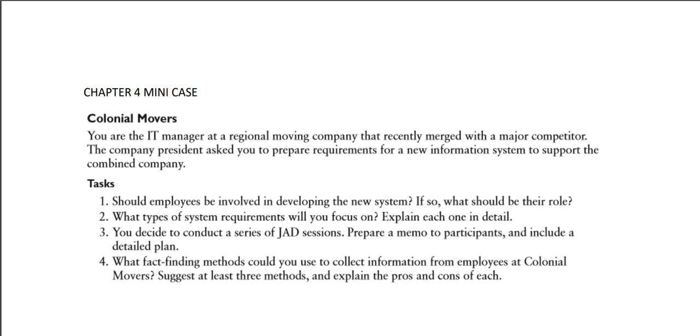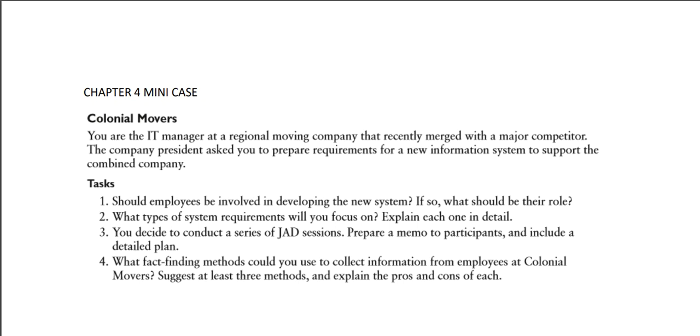One of the activities that you need to complete for this chapter or for this lesson is to answer Colonial Movers. It's like a mini case, but you have four questions to answer. So I am going to give you a couple of feedback suggestions on how you will be able to answer those four questions.